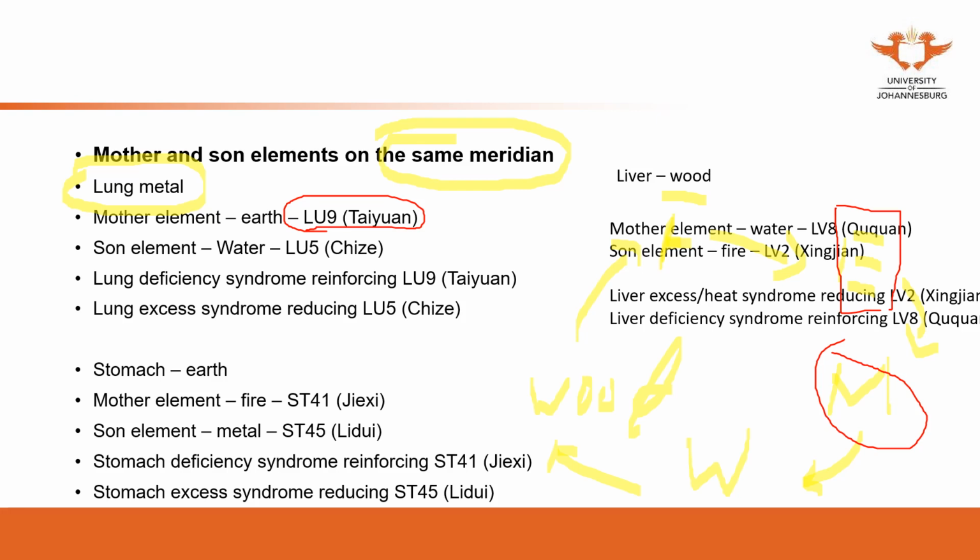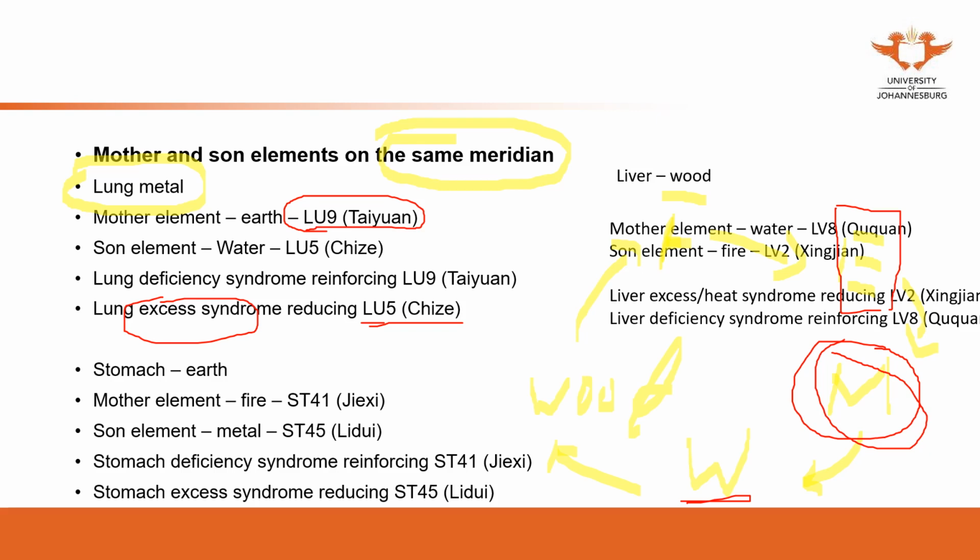When a patient suffers from an excess syndrome, we're going to reduce the son element. What's the son element? Again, for the metal meridian, the metal element, the son is the water. So I'm going to try to find the son element. That's lung 5, the water element. So I can use the reducing technique on lung 5 for lung excess syndrome. This is one example of the same meridian.